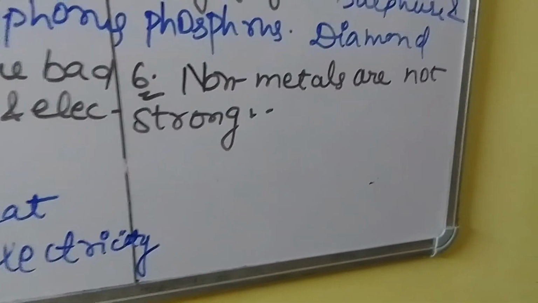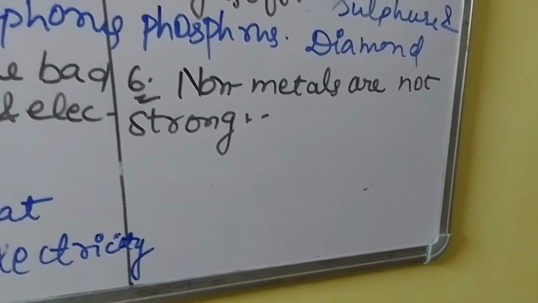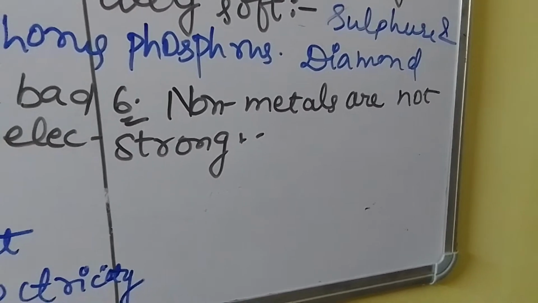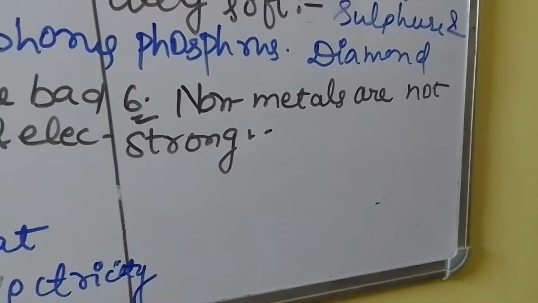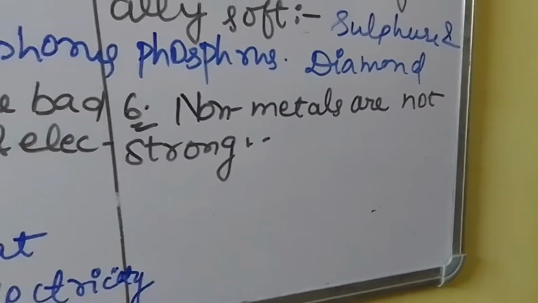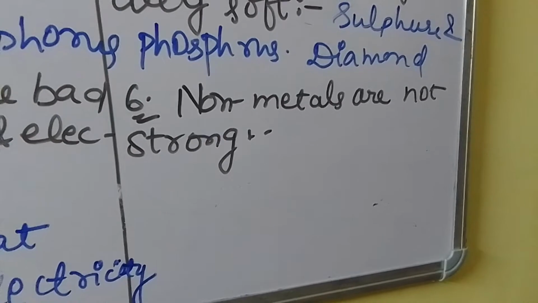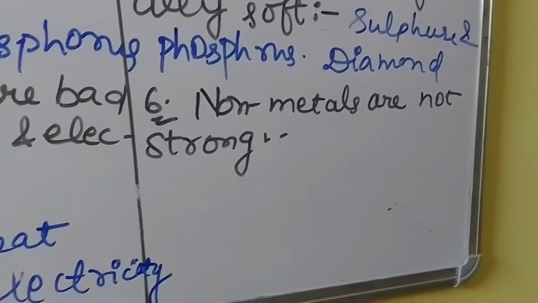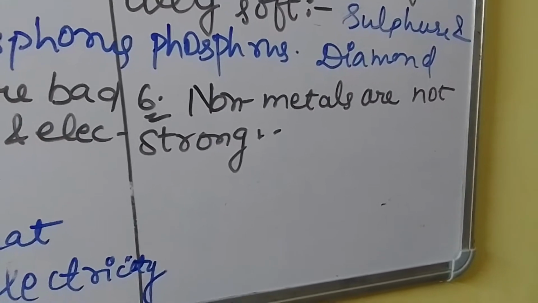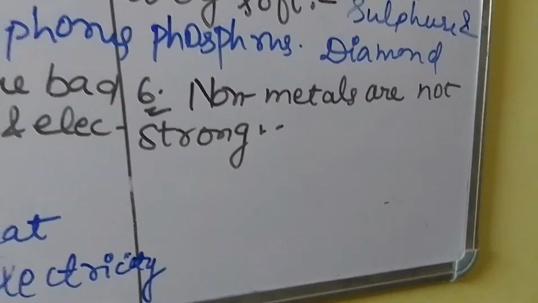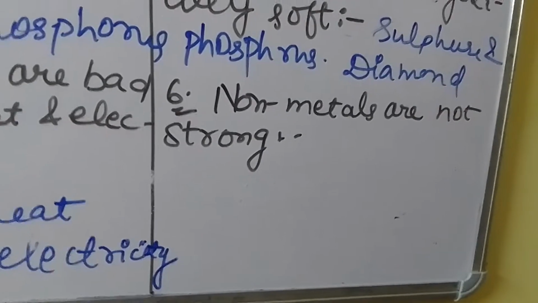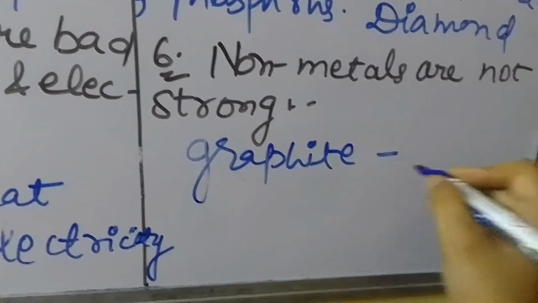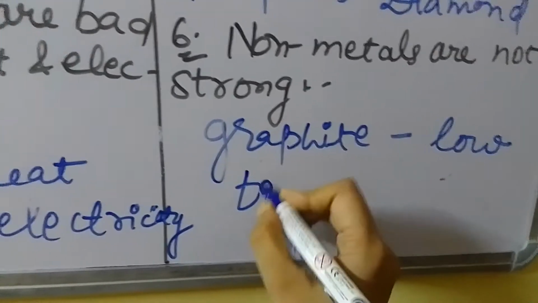Let's talk about another property, which is that non-metals are not strong. Non-metals are not strong because they have low tensile strength. I already talked about tensile strength. What is tensile strength? It is the capacity of a substance to hold a large weight. But non-metals do not have that property. For example, graphite is a non-metal which is not strong. It has low tensile strength.